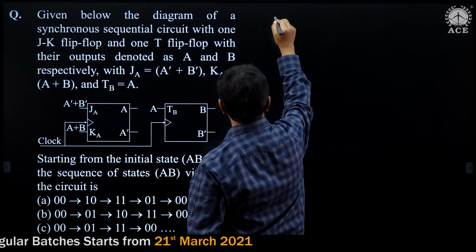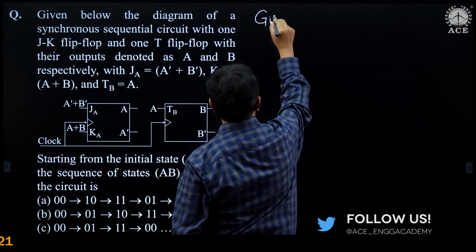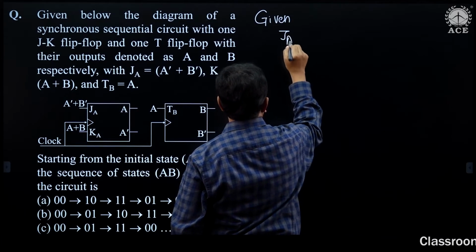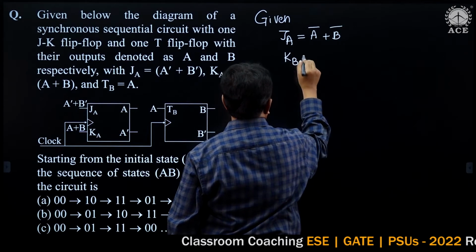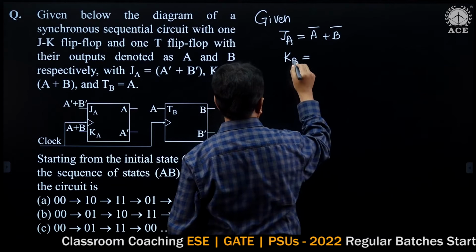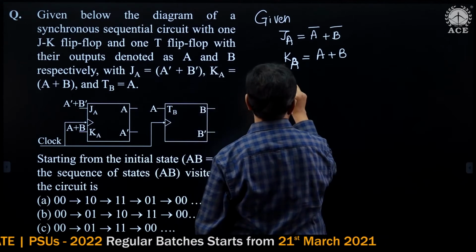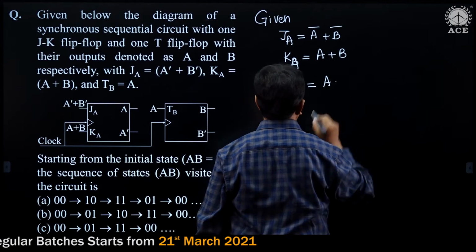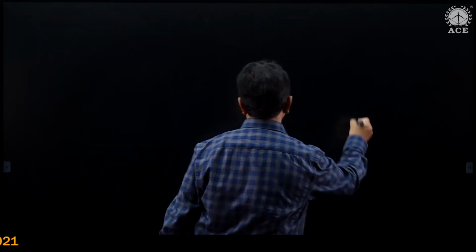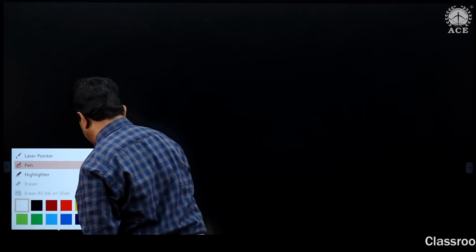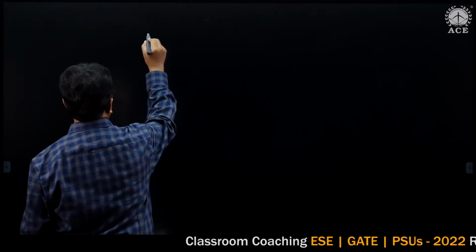So, if you look at the solution, I have to say like this one. KA is A plus B and the TB is A. So, this is the given information. Using this one, I have to find out how the counting takes place. Right. So, whenever you want to go for analysis of any circuit, I am going to write like this one.